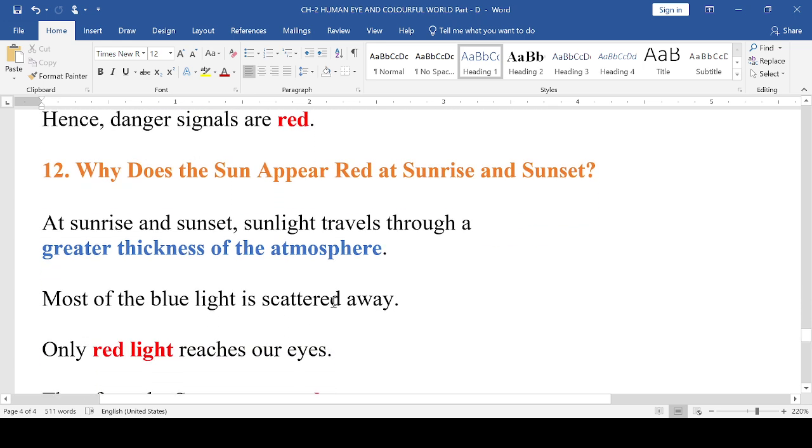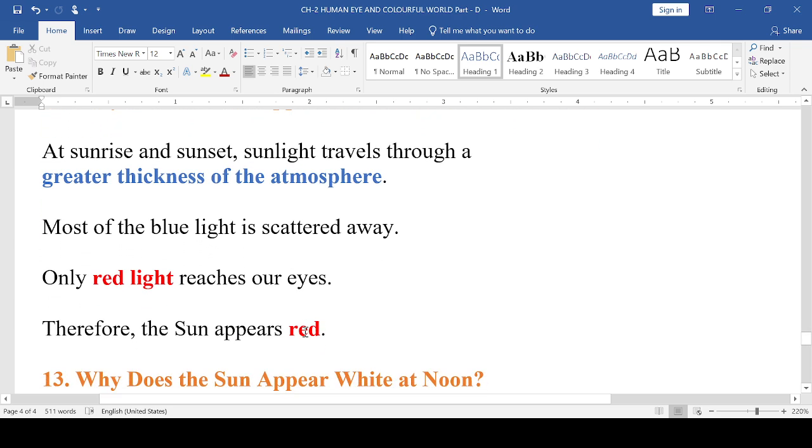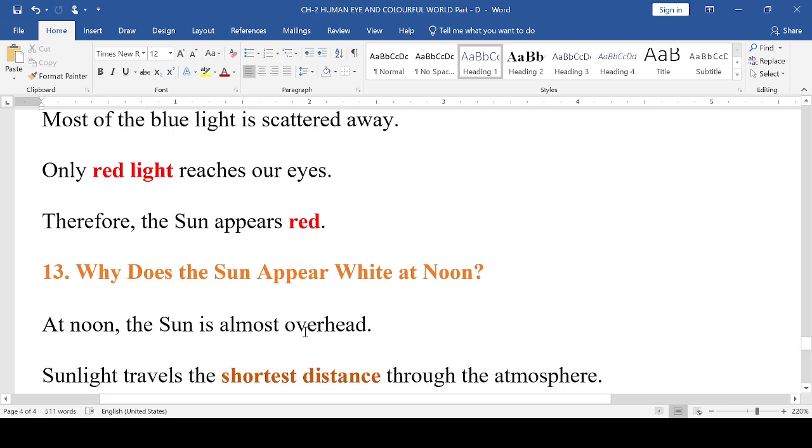Why does the sun appear red at sunrise and sunset? During sunrise and sunset, sunlight travels through a greater thickness of the atmosphere. So most of the blue light is scattered away, and only red light reaches our eyes. That's why the sun appears red.